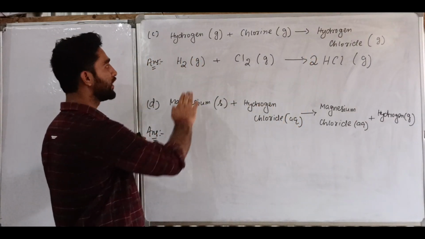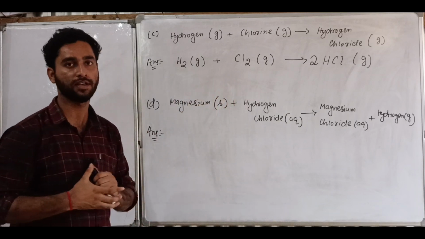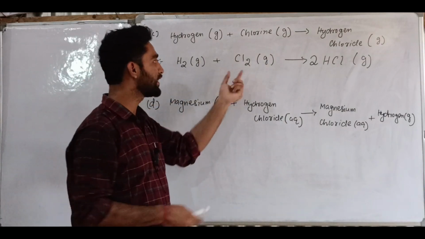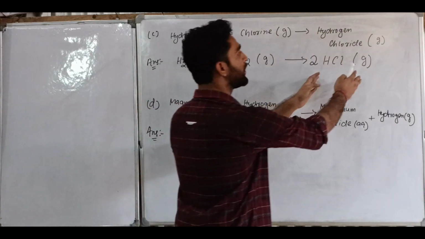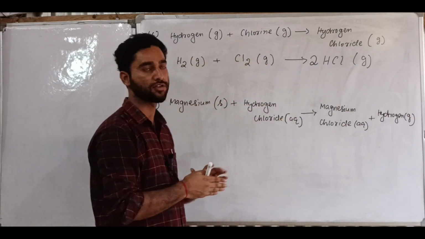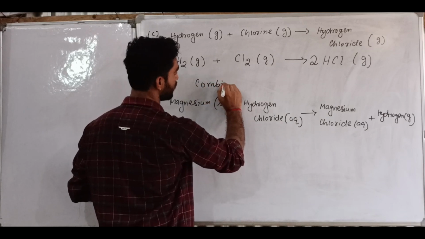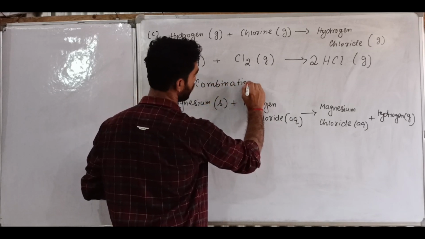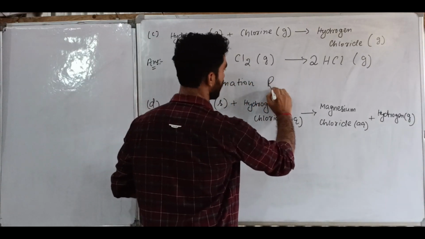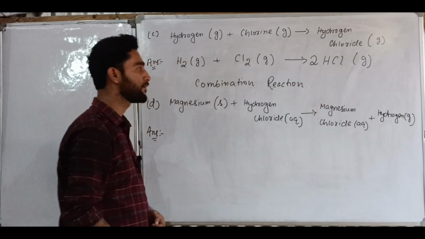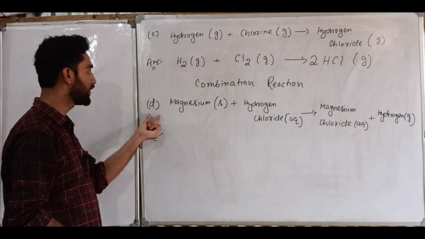Then we have to tell what kind of chemical reaction it is. So here clearly we can see that 2 reactants combined together and formed a single new product. So it is an example of a combination reaction.